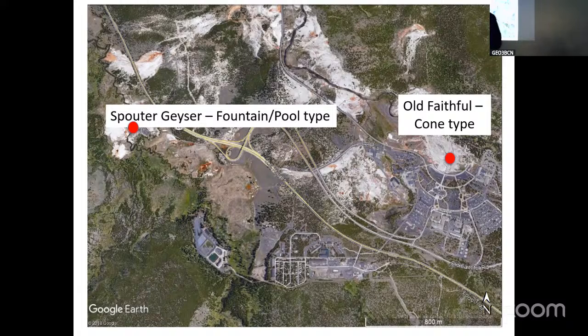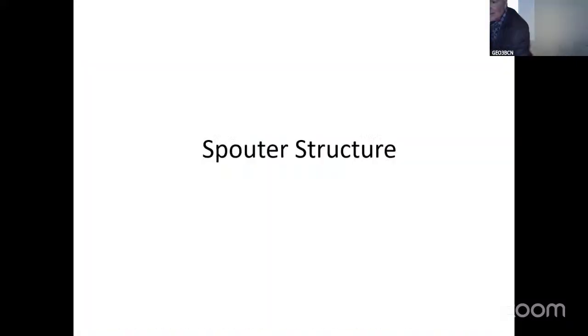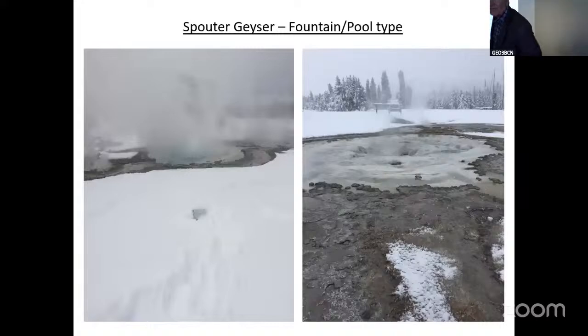But we'll look at these two because again, they are very convenient because of their periodicity, like this one, Spouter Geyser. It's a pool geyser. So during its normal existence, it's either full of water and pushing water 10 or so meters, maybe max, and then it drains. Looks almost like a toilet bowl, actually, right? So it's got its water here. When it's erupting, a lot of steam comes off.